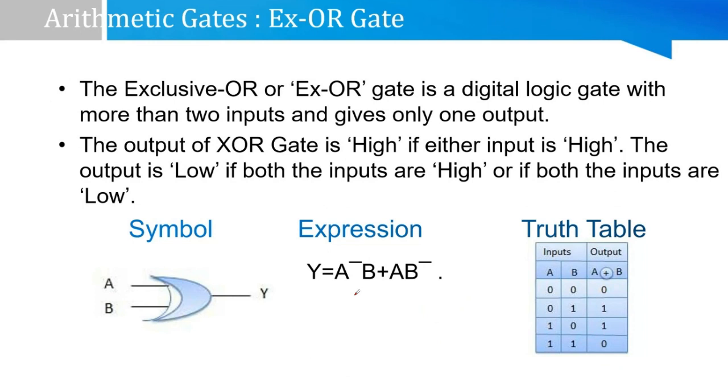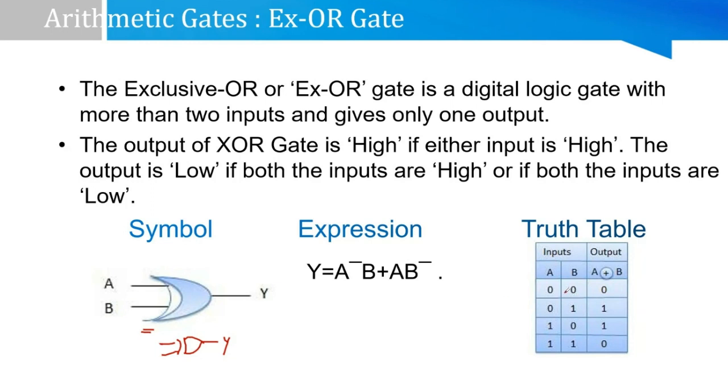Next will be the arithmetic gates, nothing but the XOR gate. The XOR is nothing but the exclusive OR gate, which will have 2 inputs and will provide only one output. Here, this is the symbol of the XOR gate, or else this is the symbol. Both are the same. Here it will have the 2 inputs.